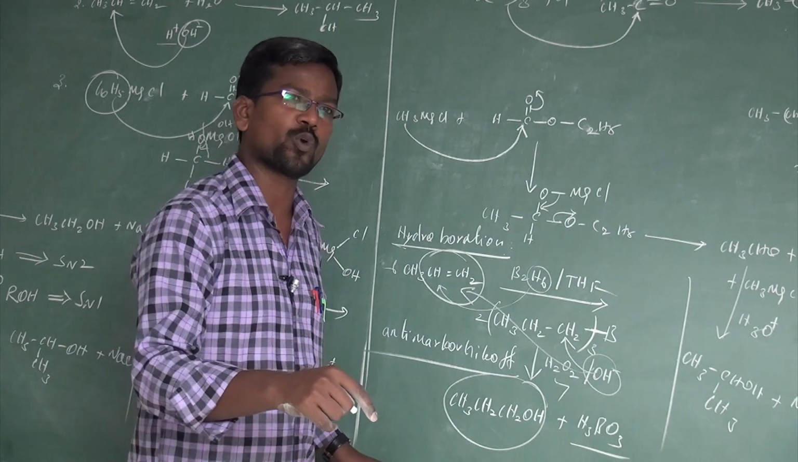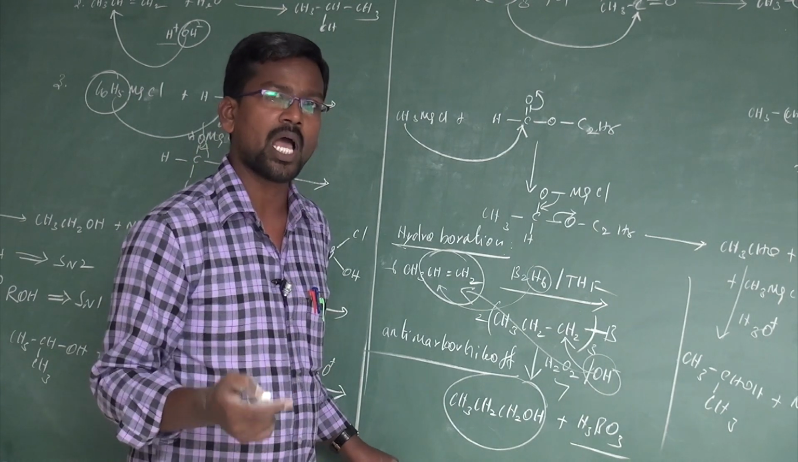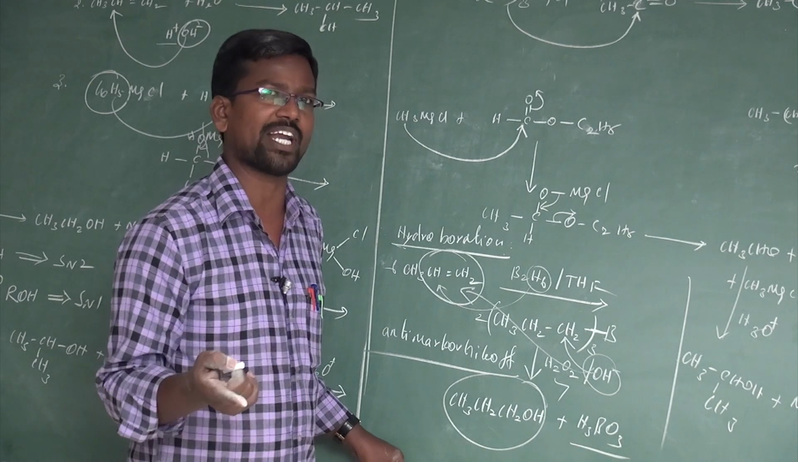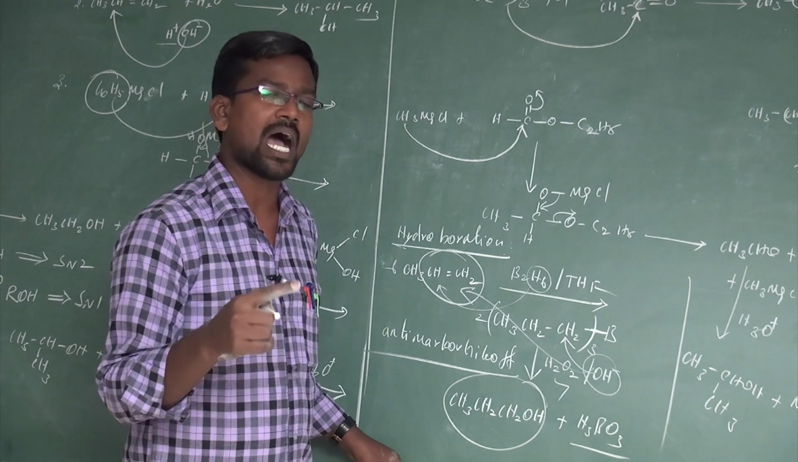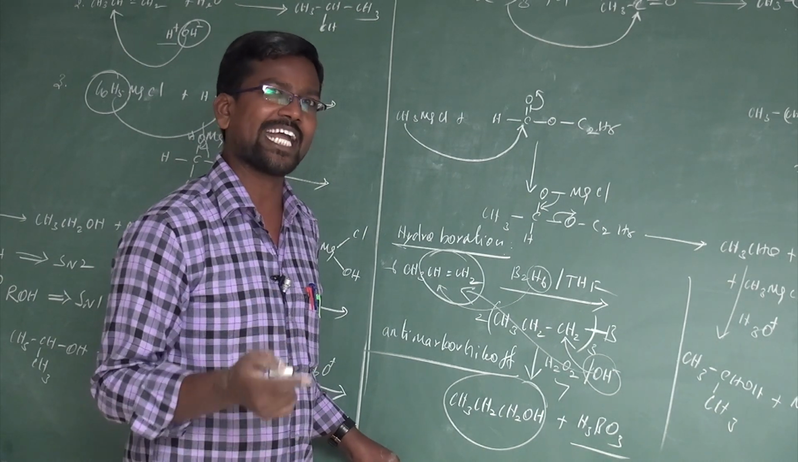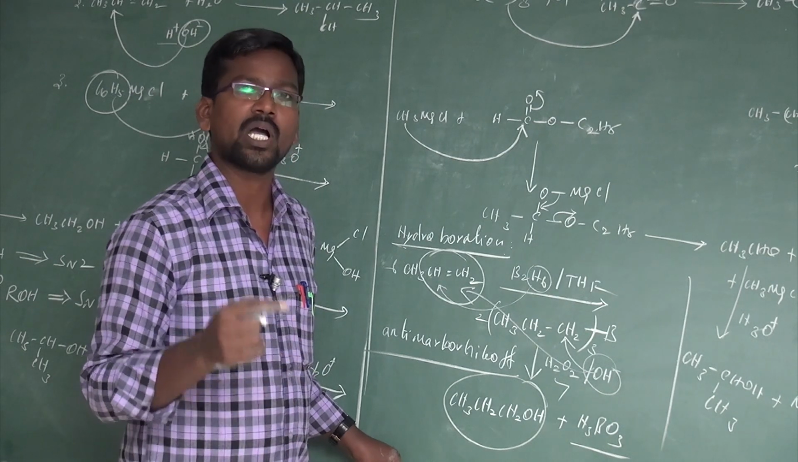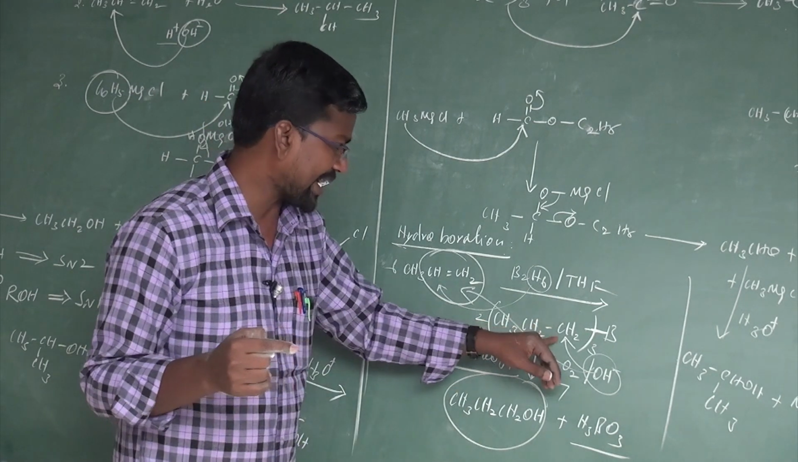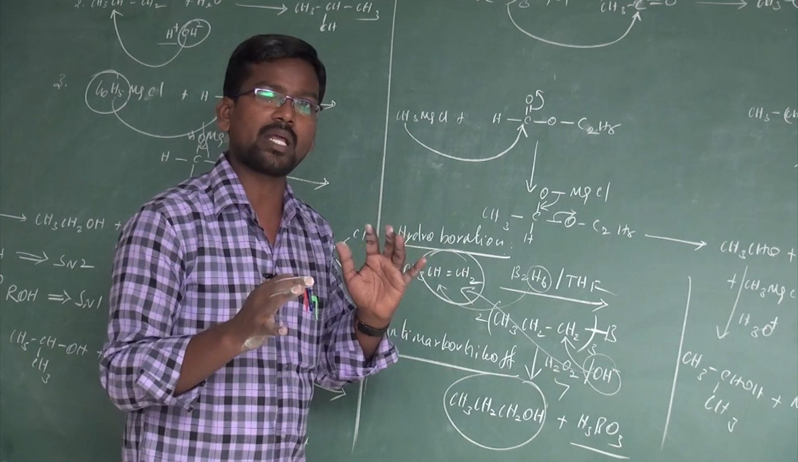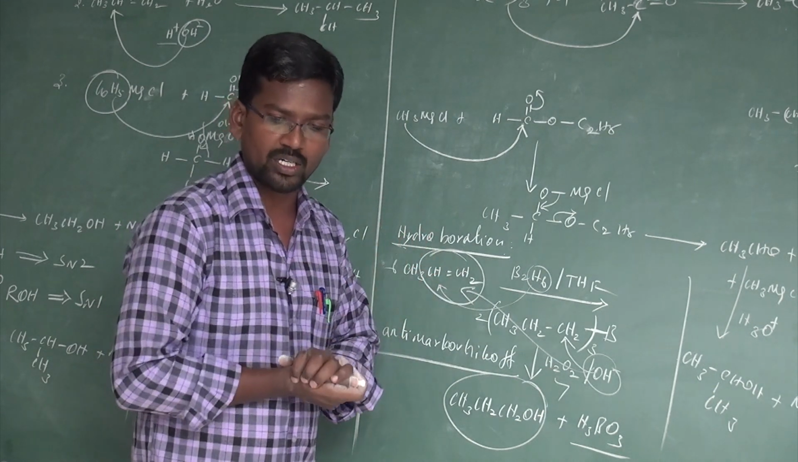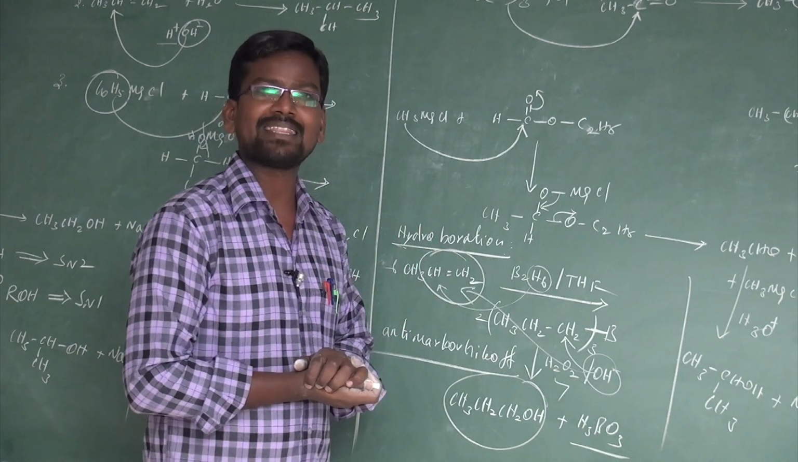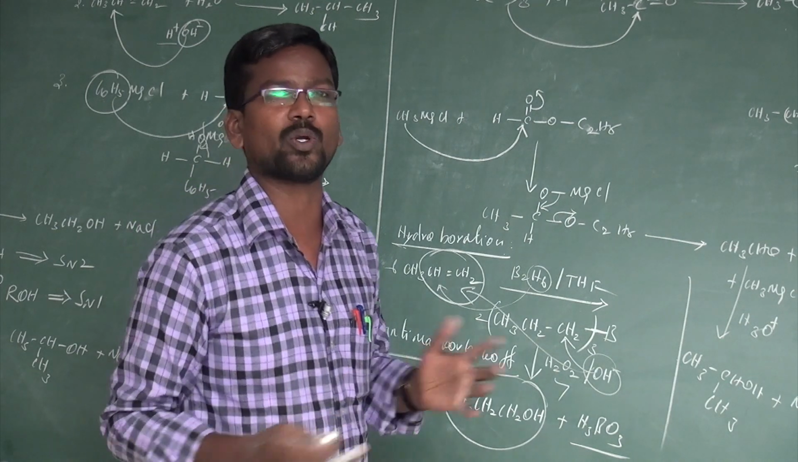So the Markovnikov rule applies in absence of hydrogen peroxide; the anti-Markovnikov rule applies in presence of hydrogen peroxide or any other peroxide compounds, where the negative part of the addendum attaches itself to the carbon having the highest number of hydrogens. Next we are going to discuss the reduction of aldehydes and ketones.